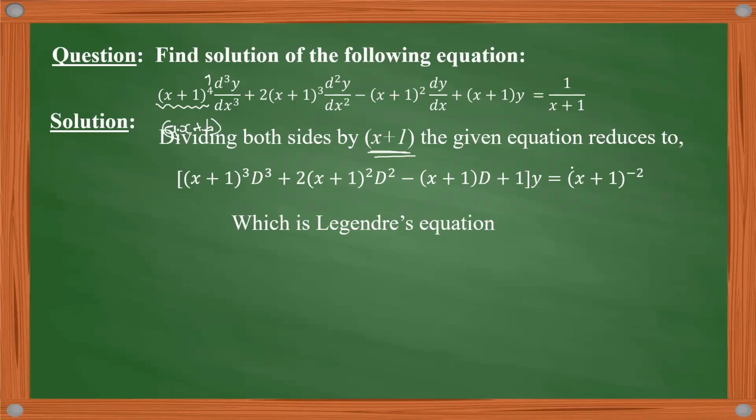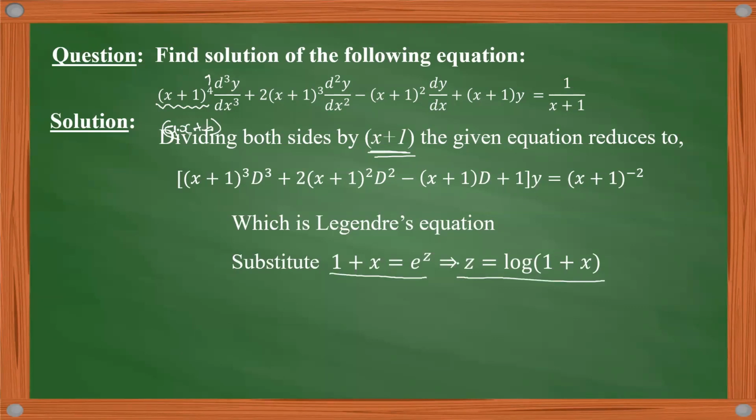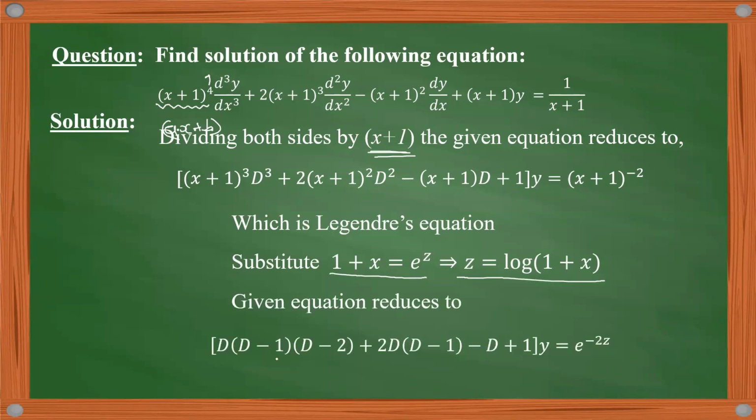So it is a linear differential equation of Legendre's kind. So in this, we will just substitute 1 + x by e^z, or z is equal to log(1 + x). So our final equation will reduce to D(D − 1)(D − 2) + 2D(D − 1) − D + 1)y = e^(−2z). So it will be a linear differential equation with constant coefficients.